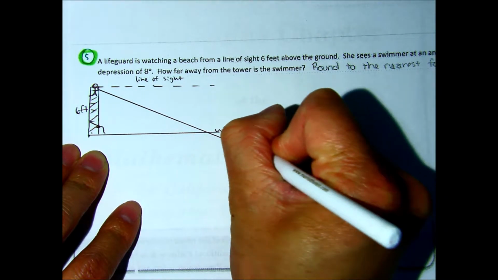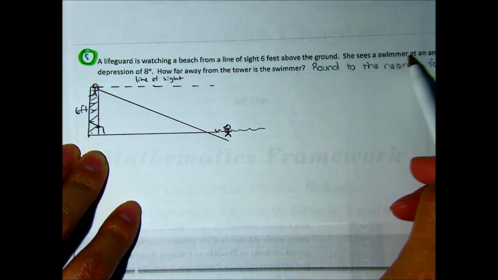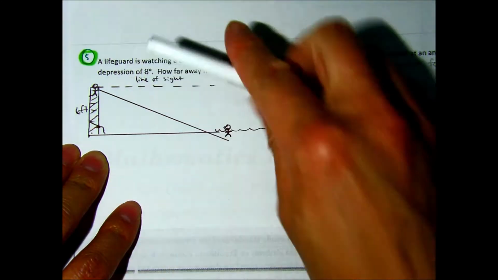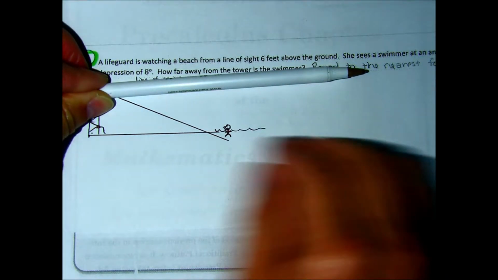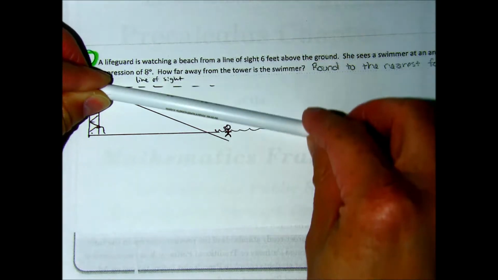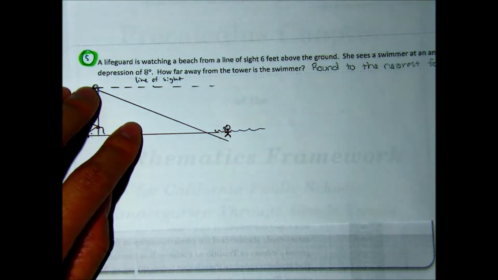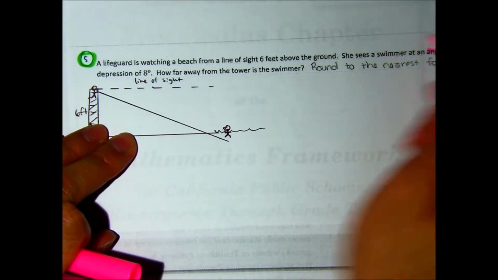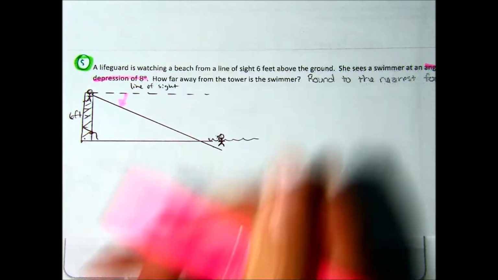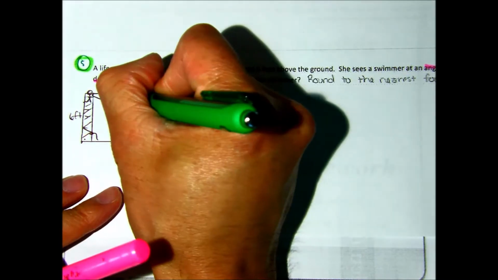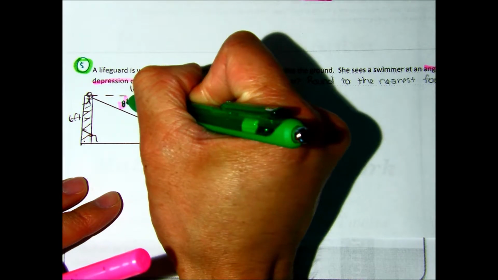She sees a swimmer at an angle of depression of 8 degrees. Remember, the lifeguard is not doing their job. They're kind of just looking at the horizon or out in the ocean, and then they look down for the angle of depression. So this angle, let's see if we can color code that. The angle of depression is 8 degrees. How far away from the tower is the swimmer?